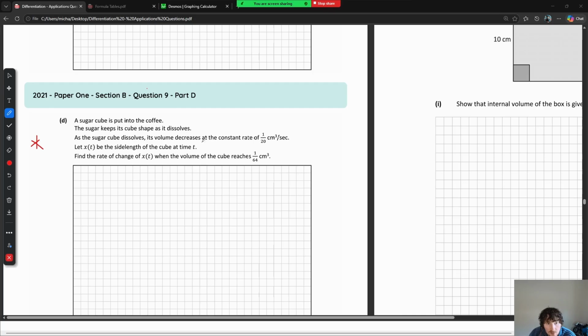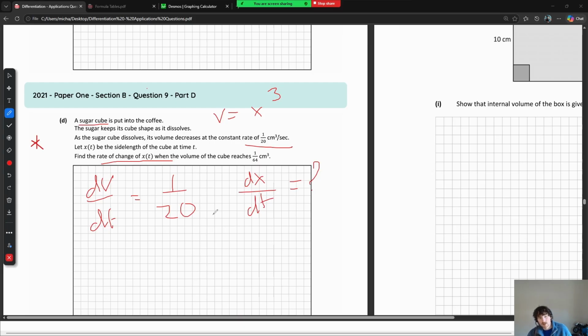A sugar cube dissolves, the volume decreases at this rate. Look at the units. It's volume per second. So that's dV dt equals 1 over 20. That's the given. We're told it's a sugar cube, right? A cube is really straightforward. If the side length is x, its volume is x cubed, because it has all dimensions the same. So that's our formula. And now we need our question mark. Find the rate of change of x. So they're really asking for dx dt.